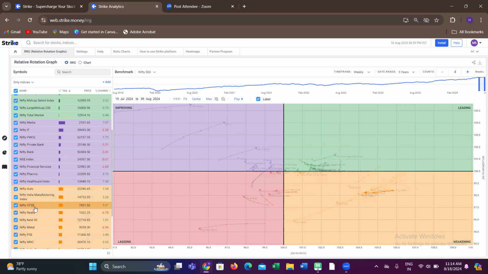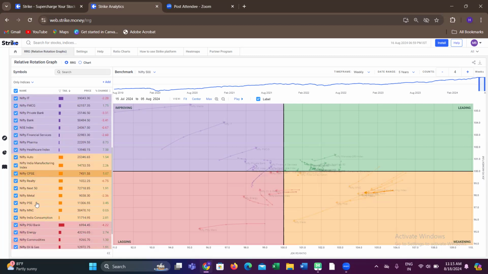And then you have to look for scrips or indices which are in improving but headed towards leading. And the third most important thing that you need to look for is anything which is in weakening, but there is a turnaround story with a 90-degree move to leading. That's something which you have to closely watch, for the reasoning behind it, or what is the catalyst. So you have to keep an eye. Now look at this. What did I make? Okay, let's go to here.